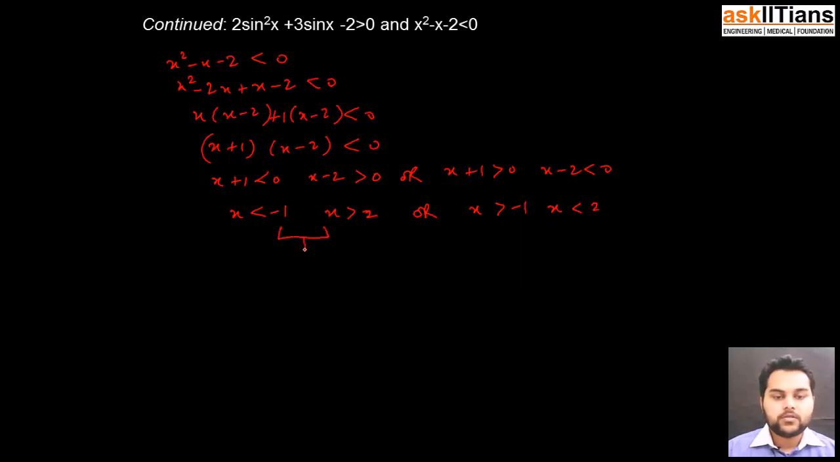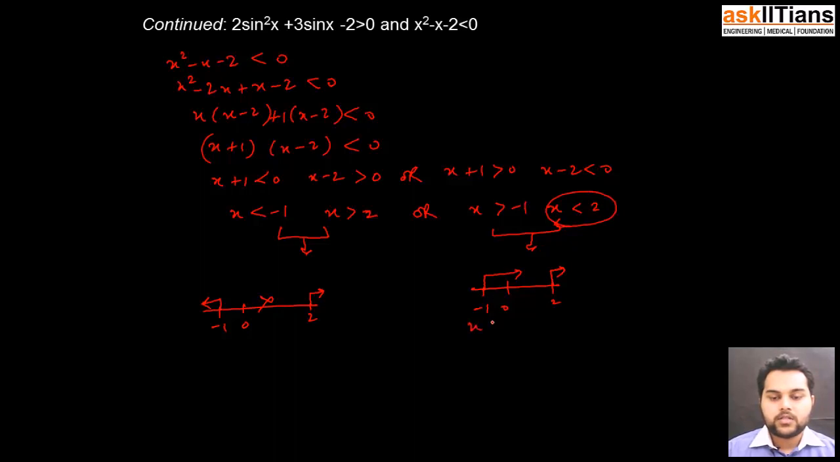Of these two values, if I plot them on the number line, that's minus 1, 0 and 2. So x is less than minus 1 and x is greater than 2, so no common solution. If I plot this on the number line, I get 0, minus 1 and 2, x is greater than minus 1 and x is less than 2. So this is the common range, that is x greater than minus 1, x less than 2.